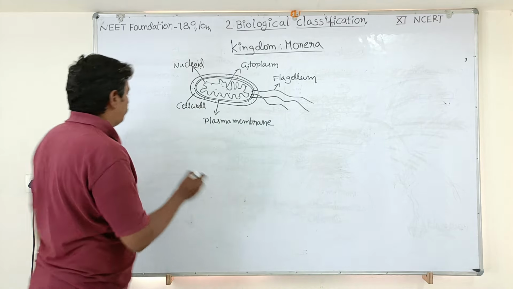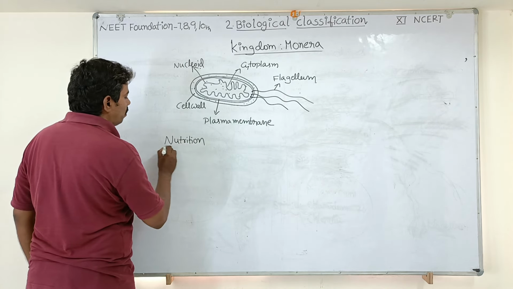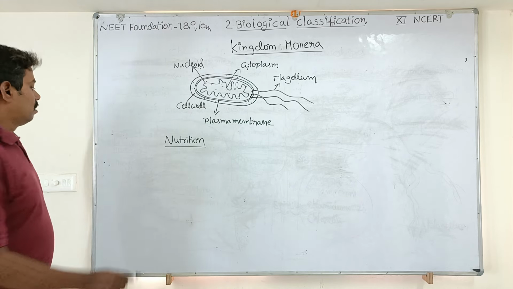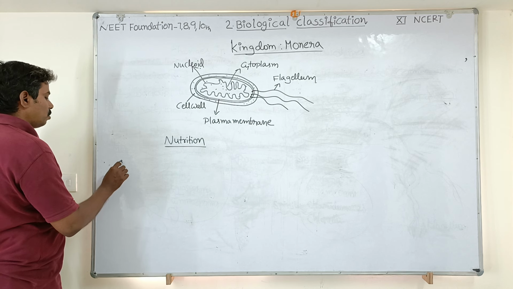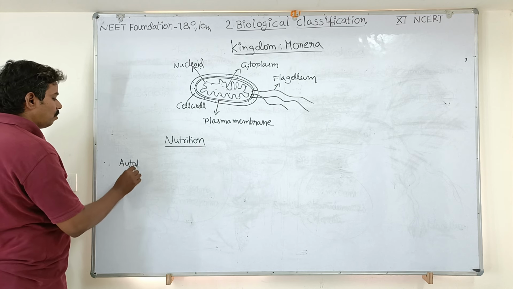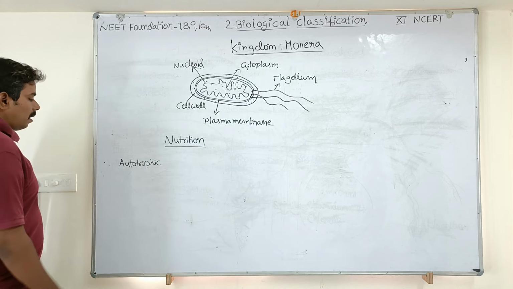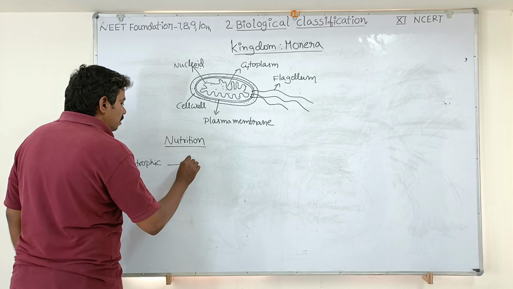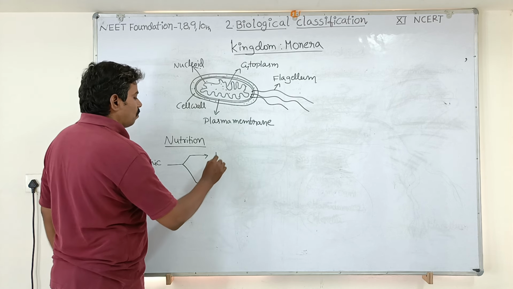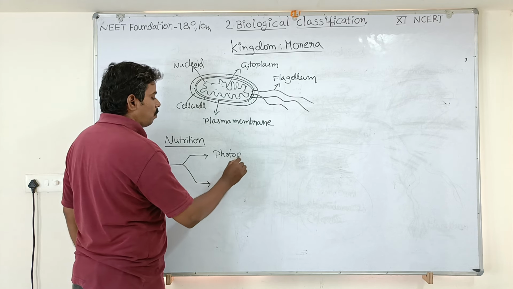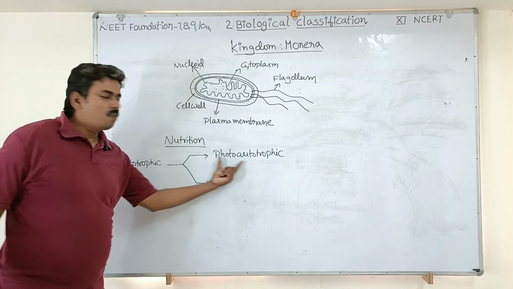Nutrition. Next subheading, copy down: Nutrition in bacteria. We already studied in Whittaker's classification that bacteria will show two types of nutrition. First one is autotrophic nutrition. Under autotrophic nutrition, some of the bacteria show photoautotrophic nutrition.